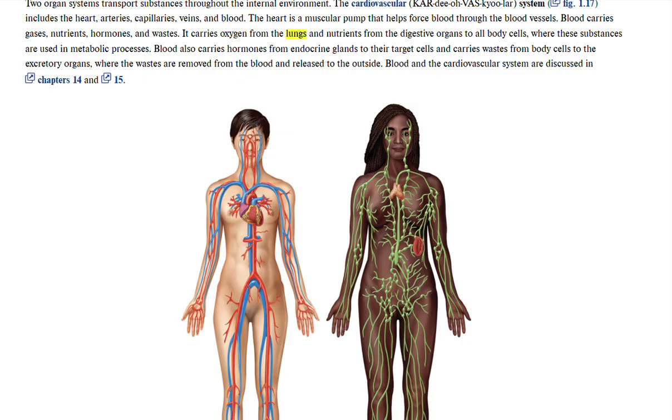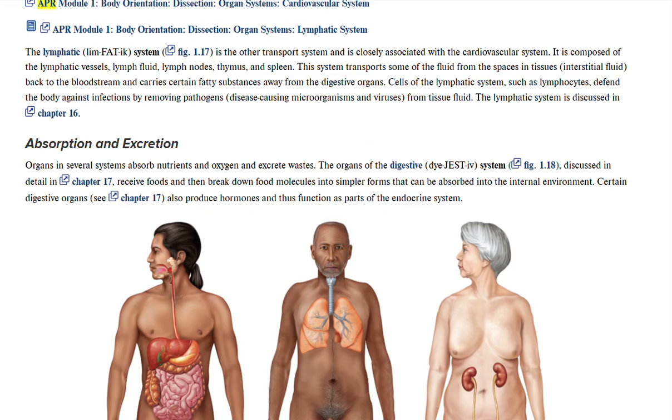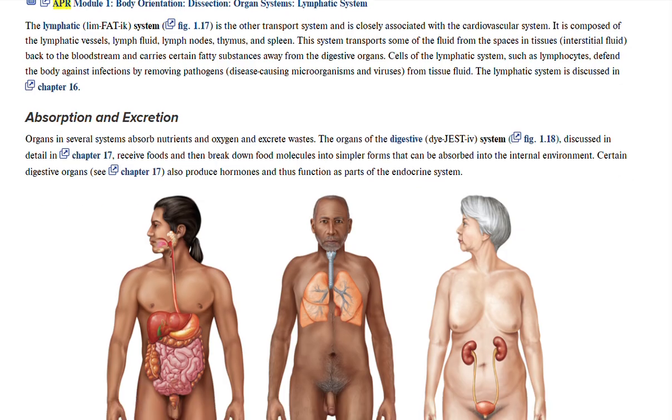It carries oxygen from the lungs and nutrients from the digestive organs to all body cells, where these substances are used in metabolic processes. Blood also carries hormones from endocrine glands to their target cells and carries wastes from body cells to the excretory organs, where the wastes are removed from the blood and released to the outside. Blood and the cardiovascular system are discussed in Chapters 14 and 15. APR Module 1, Body Orientation, Dissection, Organ Systems, Cardiovascular System.